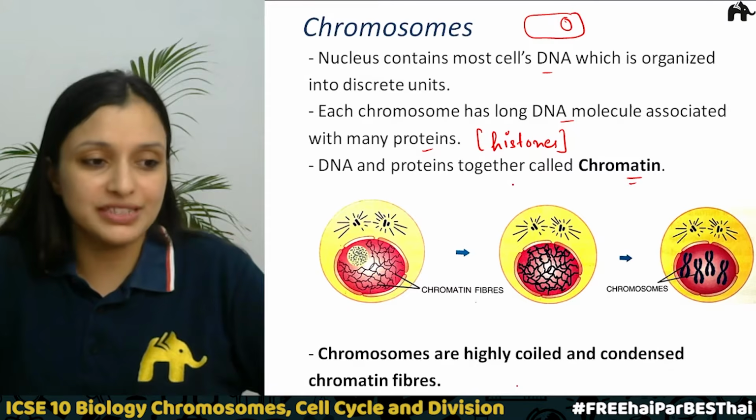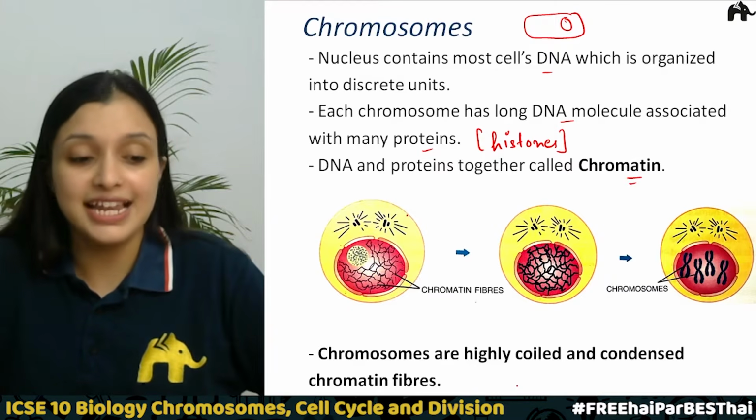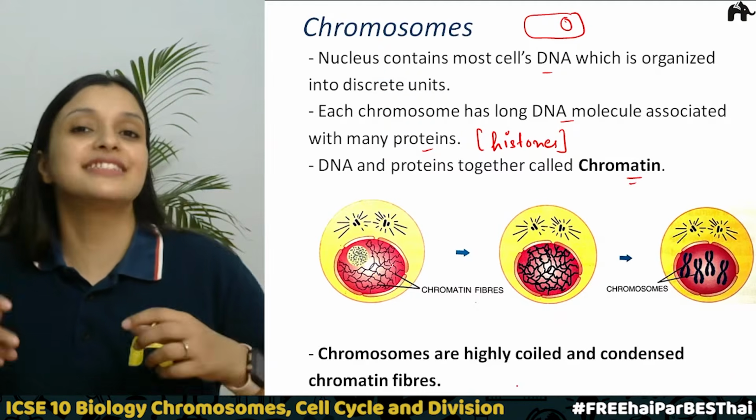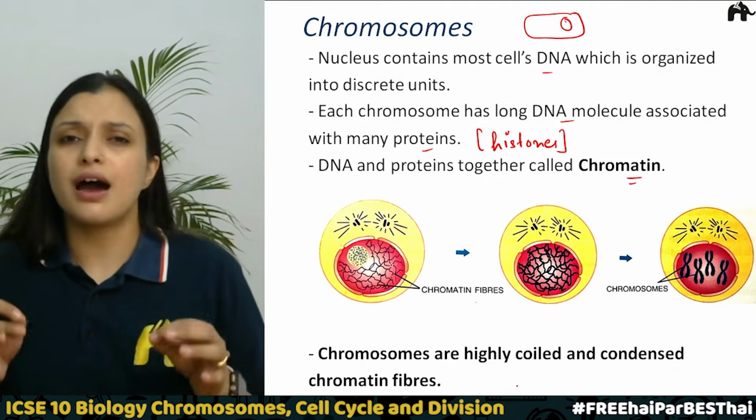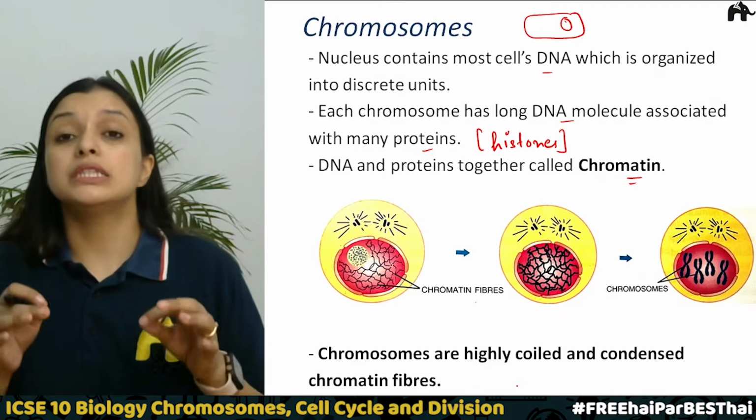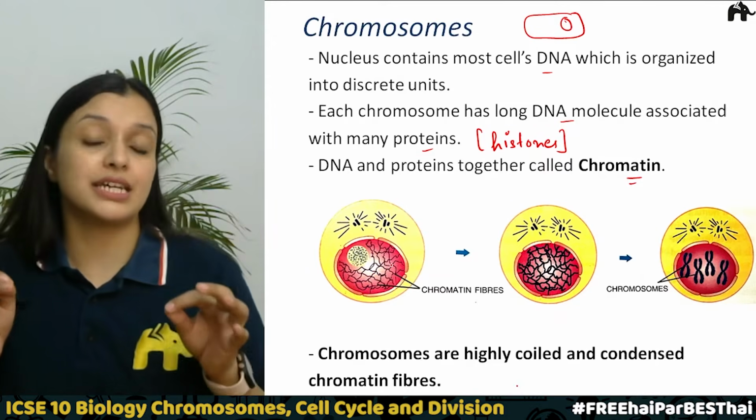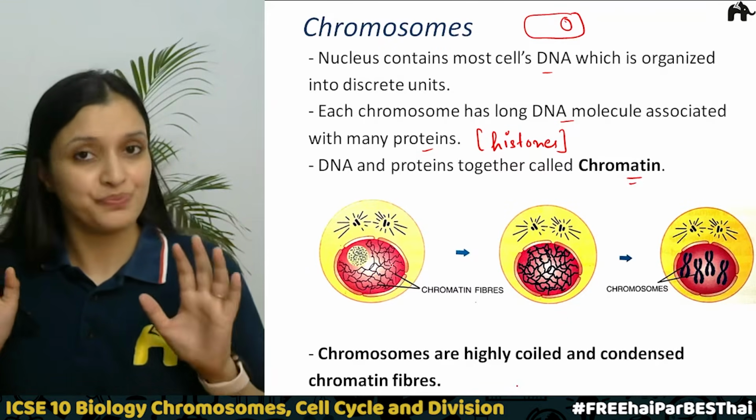Okay, so this is a cell, right? This is the nucleus and these are the chromatin fibers inside the nucleus. These are extremely thin and darkly stained in a non-dividing stage, right?